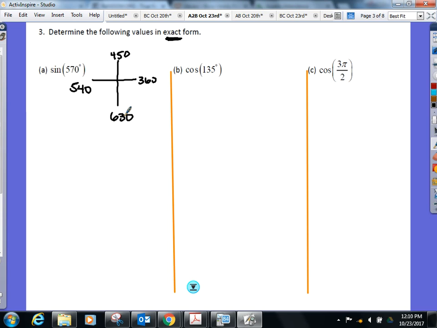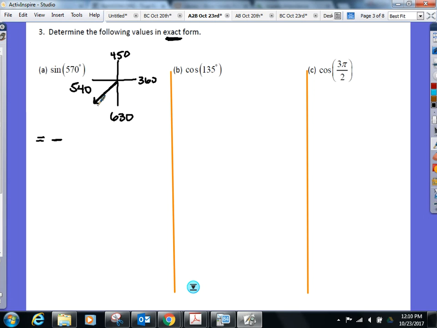Annika, what quadrant is 570 in? Third, and ready, I'm going to ask you a follow-up question. What do you know about sine in the third quadrant? It's negative. So at least I know right now I'm going to have a negative answer because sine is negative in the third quadrant. Now, how am I going to find out what the actual answer is versus not just positive and negative? Find the reference angle.